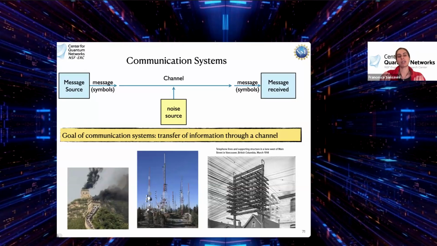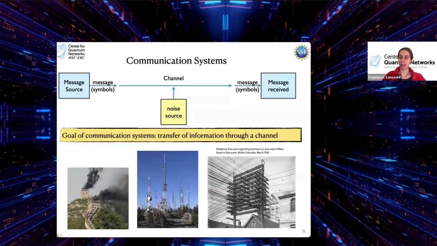So what is a communication system? What are the goals of communication systems? The goal of a communication system is to transfer information through a channel. So typically, when we think about a communication system, we will have a message source, we will have a sender. A message will be a series of symbols. It can be letters, it can be 0011, so bits. And we will have a receiver that will receive our message and symbols. We will have this communication channel. This communication channel will be typically impacted by some noise source.